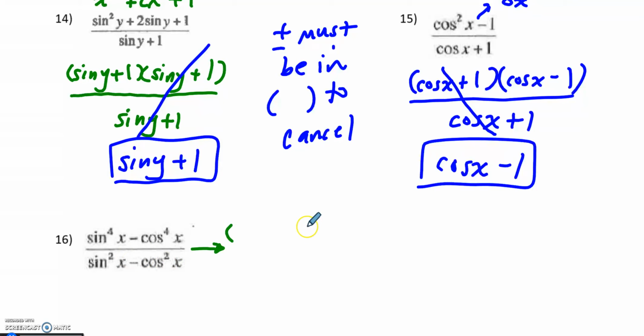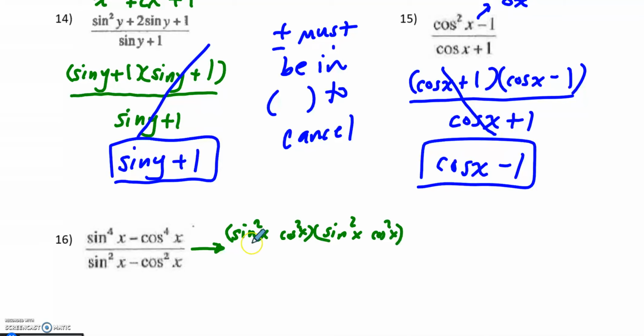If we try to factor the numerator, and again the reason I'm factoring is because we need all these minus signs in parentheses in order to cancel. If I'm thinking the factoring by difference of squares, I'm starting to think kind of square root. So the front of this parenthesis would be sine squared x, sine squared x. What two things multiply to be cosine to the fourth x? Cosine squared x and another cosine squared x.